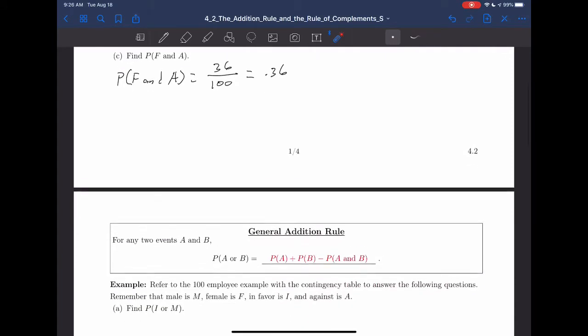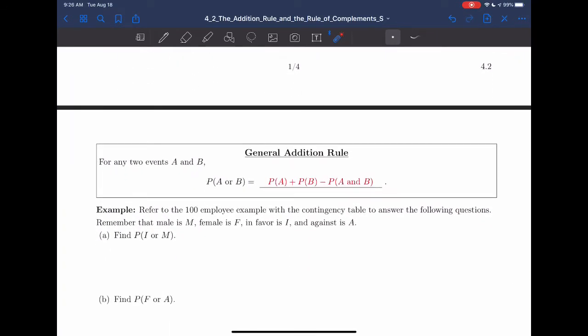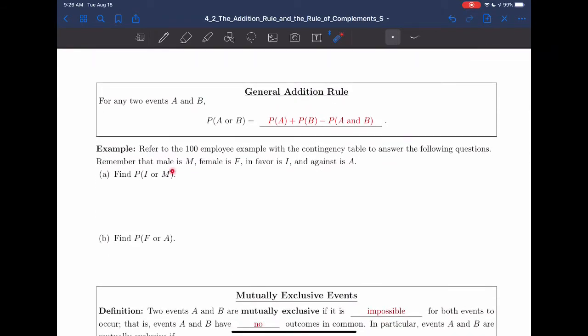So we use something called a general addition rule. So if A and B are two events, and we want to calculate the probability of A or B, this is taking the probability of A and then adding the probability of B and then subtracting the probability of A and B. So let's consider the table that we did earlier, and we want to know if we select a random person, what is the probability of that person being in favor of the policy or a male?